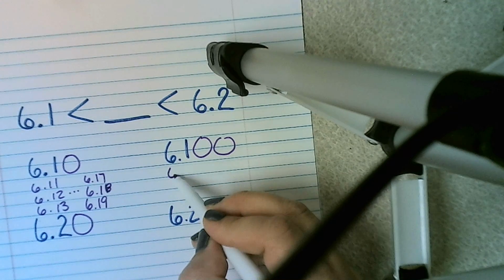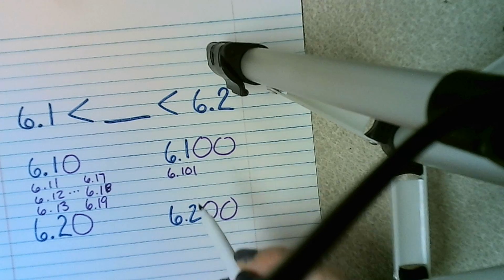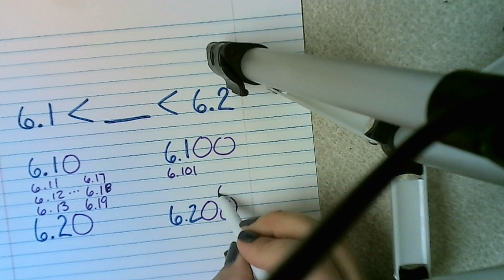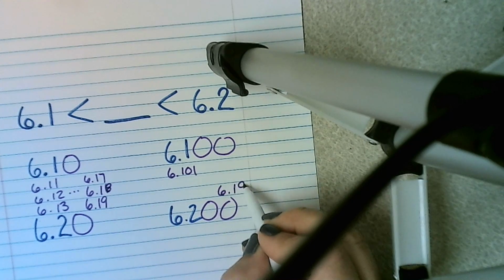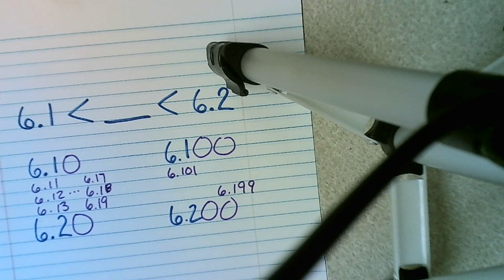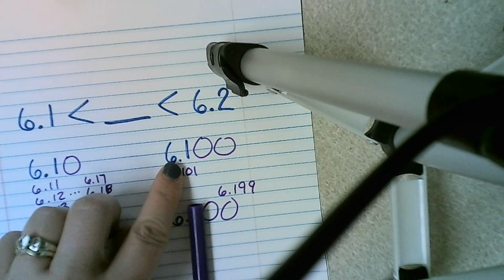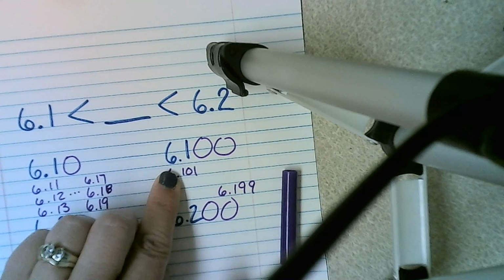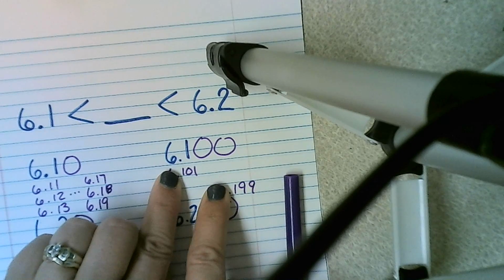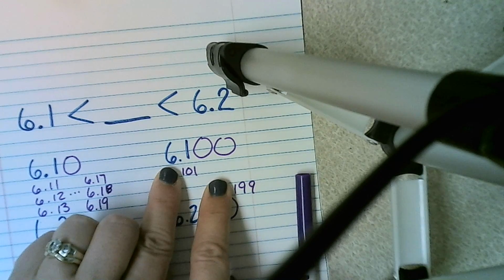So 6.101 all the way up to 6.199. Technically that's 6 and 101 thousandths, and that's 6 and 199 thousandths. But sometimes it is easier just to look at between 100 and 200 and just put the whole number and the decimal in front and say between 100 and 199.